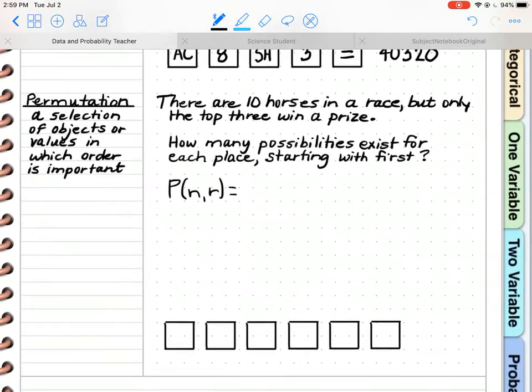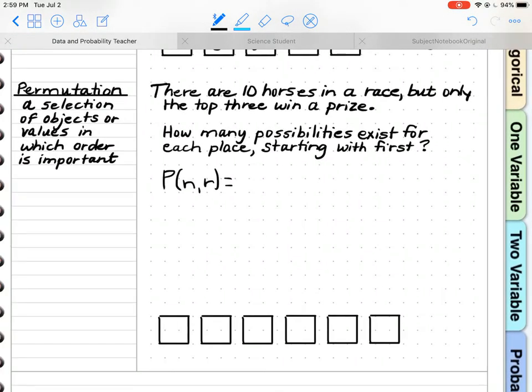So a permutation is a selection of objects or values in which order is important. Okay, here's the problem. There are 10 horses in a race, but only the top 3 win a prize. How many possibilities exist for each place, starting with the first?